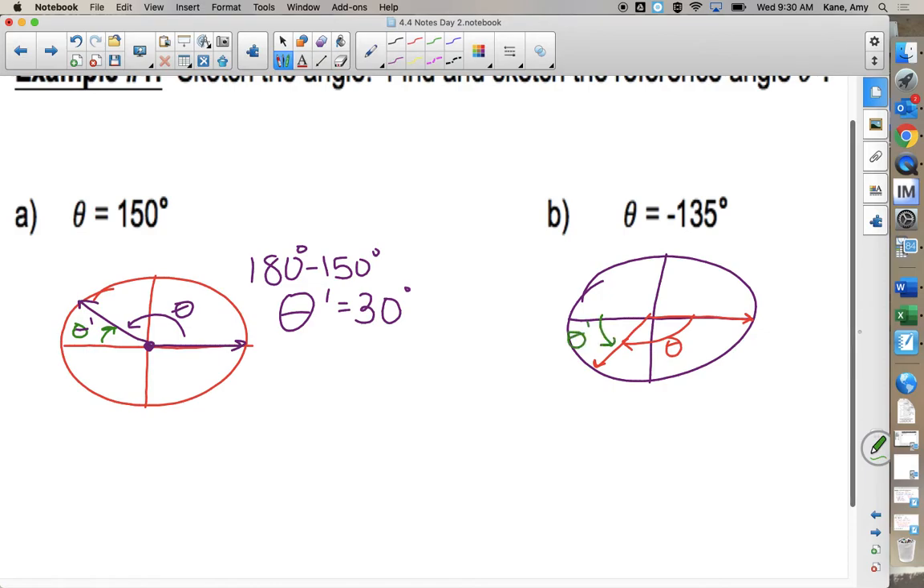How would you find that? So would it be the original angle minus 180? So you take the original angle, but because that original angle is negative, instead of subtracting 180, we're going to add 180. If I subtract 180, then I'm going to get a bigger angle, and it's supposed to be an acute angle. So Nick, negative 135 plus 180.